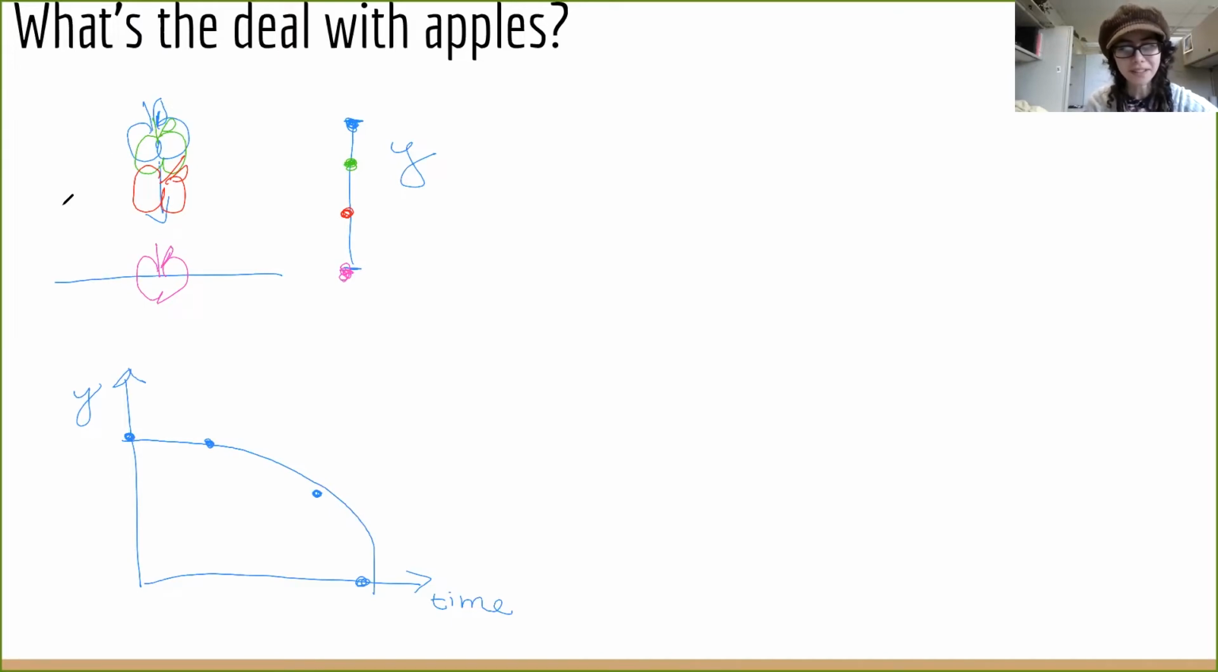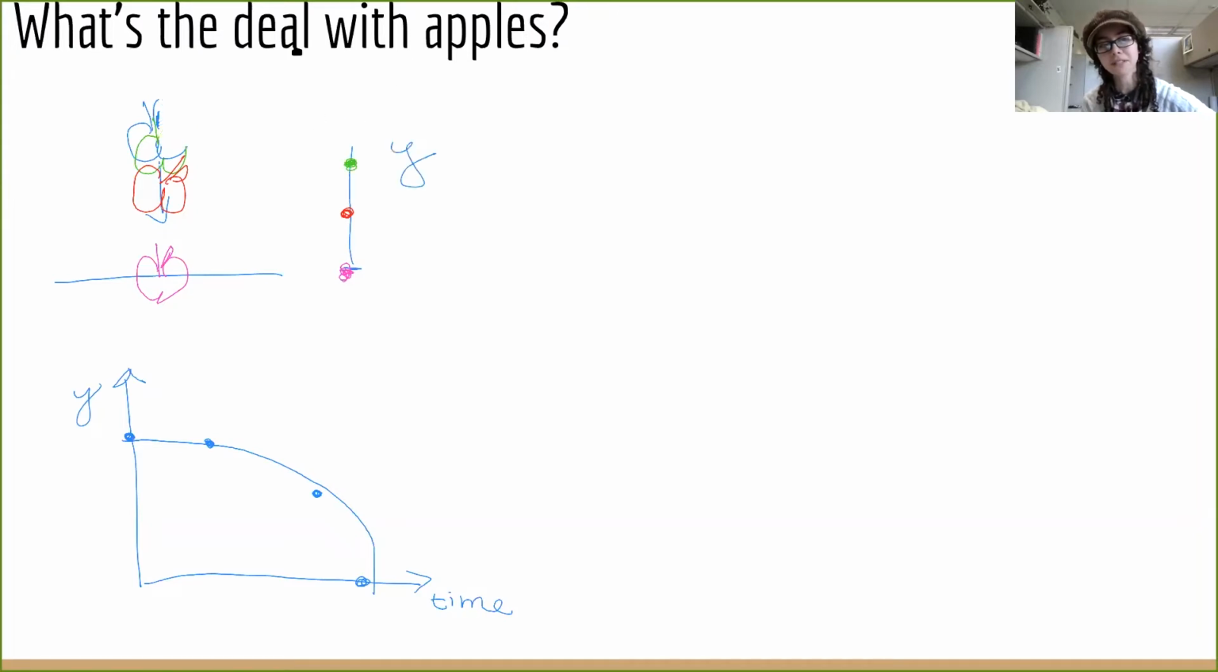So the key thing to notice here is that even though the apple falls in a straight line in space, if you take a look at its path in space and time, or as we like to call it, space-time, it actually follows a curve. And more specifically, it follows a parabola, but that's not important. The point is that it's not a straight line.